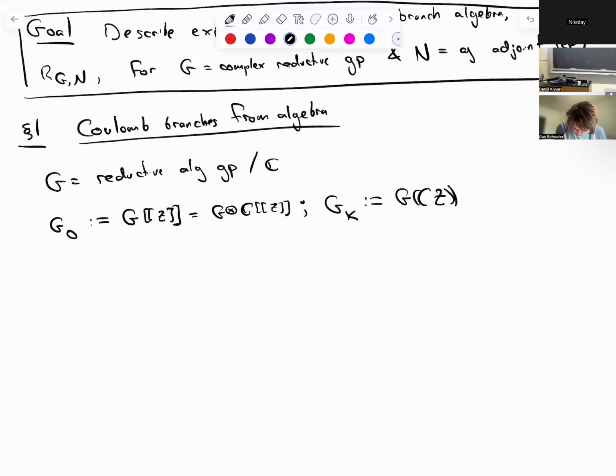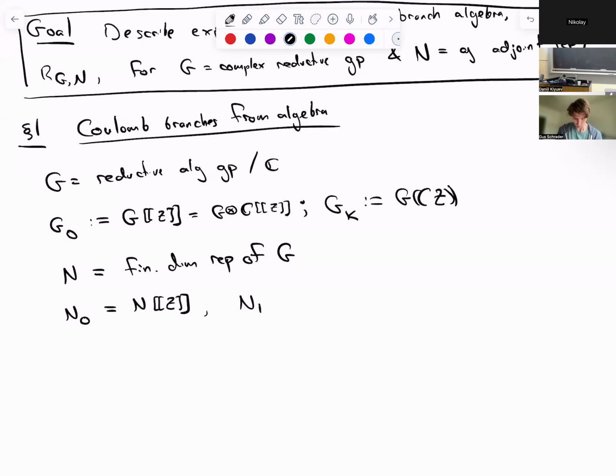And then N is going to be just a finite dimensional representation. And then likewise, we can extend scalars. So N_O will be the tensor product of N with formal power series, and N_K with the field of Laurent series. And I'll use z for the variable. Okay, and then let's recall the definition of the Coulomb branch.